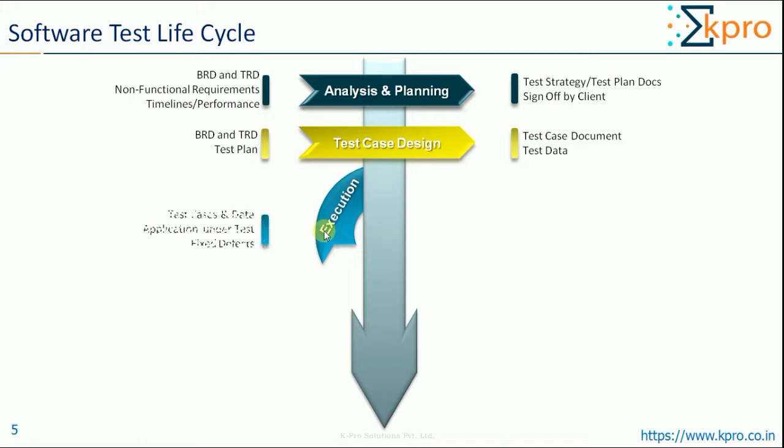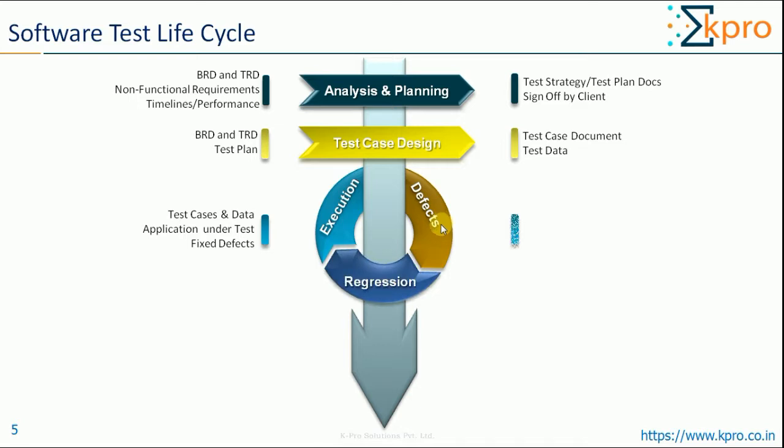Each test case will be executed in this phase. As execution progresses, defects will arise and they will be tracked in a defect tracking tool. Developers will address these defects and fixed defects are deployed in the testing environment. Testing team will go for regression testing to make sure all the other features are intact. This process will continue as long as the software has defects.